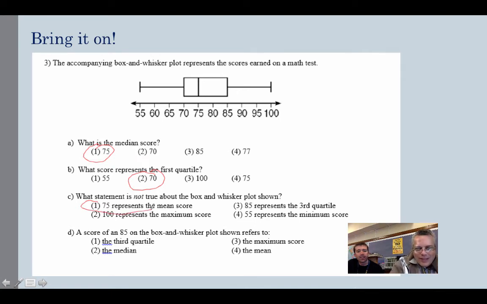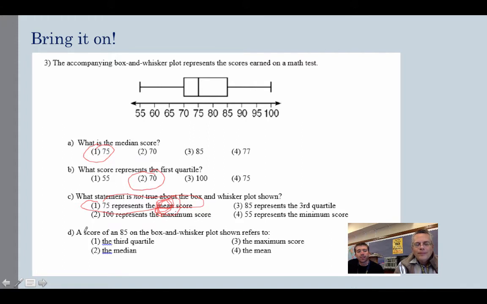Could you underline the word mean there? I certainly can. Yeah, the middle value is the median, not the mean. They're not necessarily the same. In fact, in this graph, they're definitely not the same. We'll talk about that later. So 75 is the median, not the mean. That one's bogus.